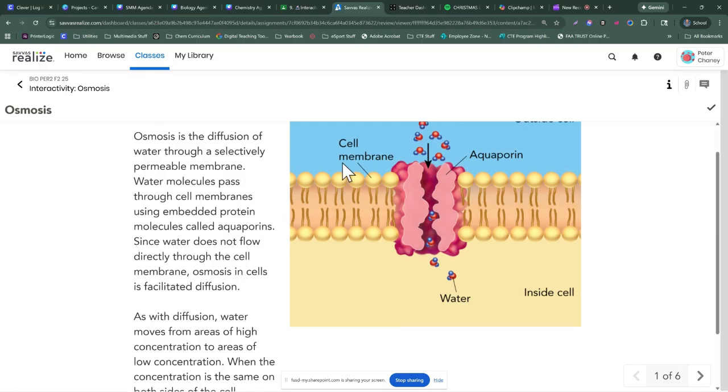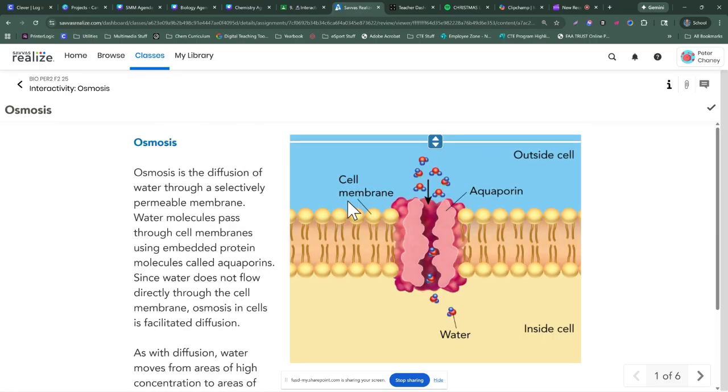So, as always with textbook stuff, when it tells you to do something, you need to do it because it's a self-grading thing. On this particular slide, it wants us to see the difference between the outside of the cell and the inside of the cell, and how things are transported. So it's showing water going through the aquaporin right there. So we're good to go there. We can go to slide 2.